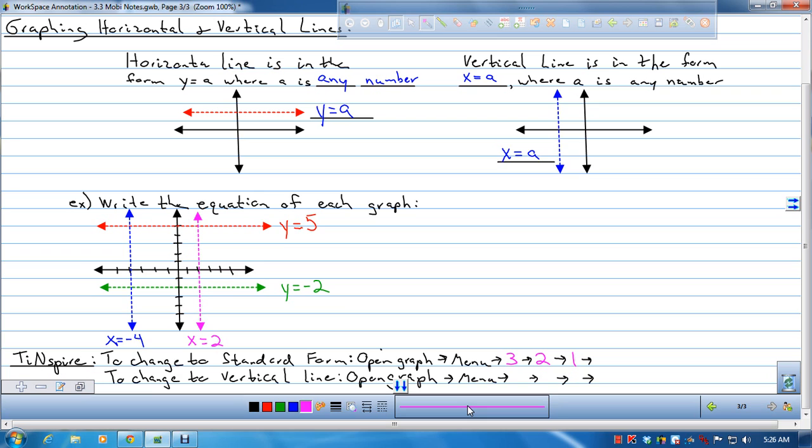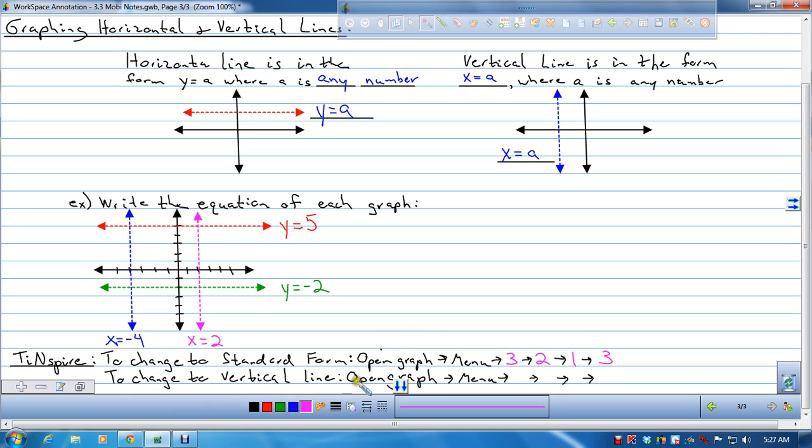We're dealing with lines here, right? And after you do that, you'll see number 1 is y equals mx plus b. Number 2 is x equals c. Number 3 is ax plus by equals c. So if you want to be able to graph something in standard form, you just choose the number 3, and then you'll be able to fill in a, b, and c and graph those equations.